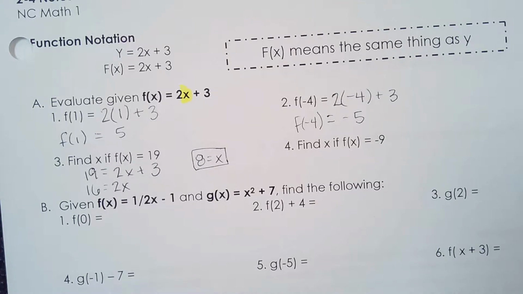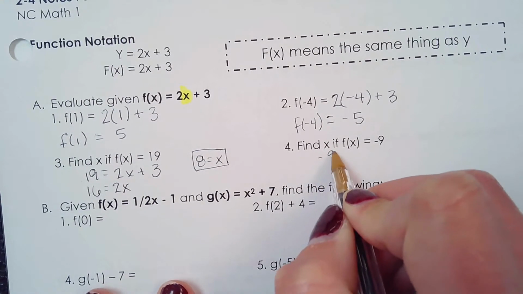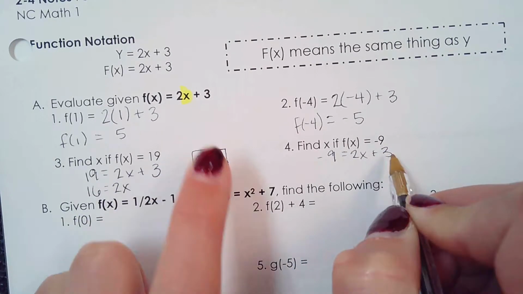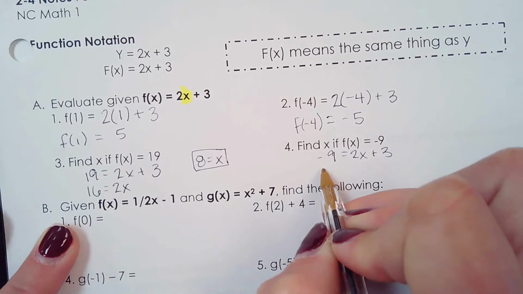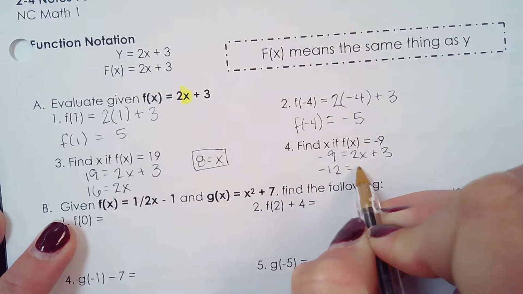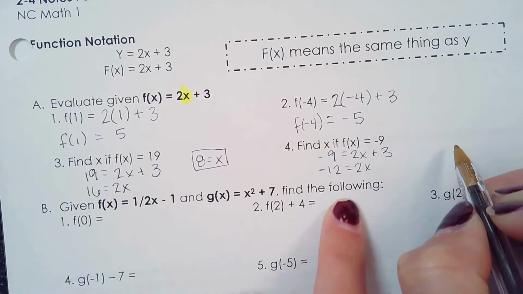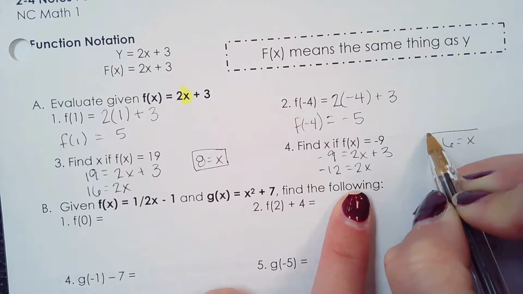Alright, so for number 4, we need to find x again if f of x equals -9. So they're telling you what the function equals. So we can say -9 equals our function, which was 2x plus 3. And we need to solve, so we're taking the same steps again. What do we do first? So -9 minus 3, what do you get? So -12 equals 2x. And what do we do from there? Yeah, you divide by 2, so you'll get -6 equals x.